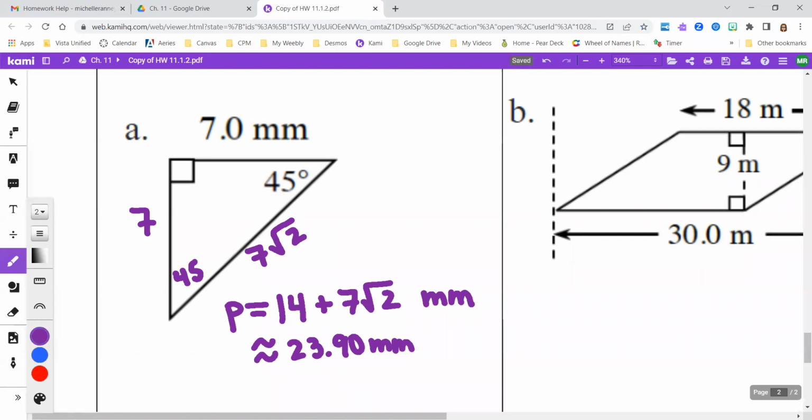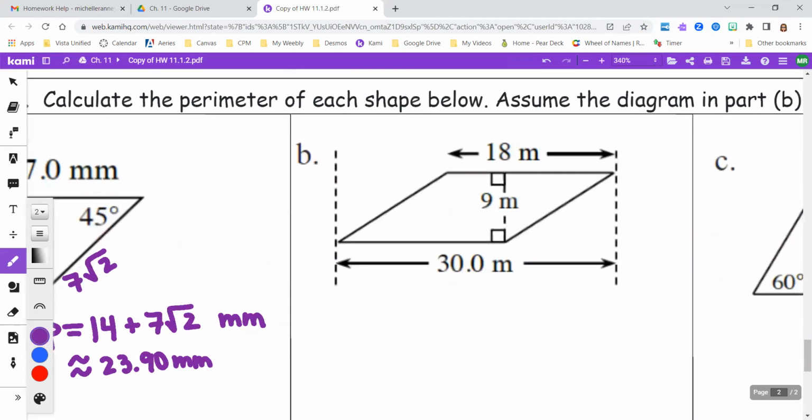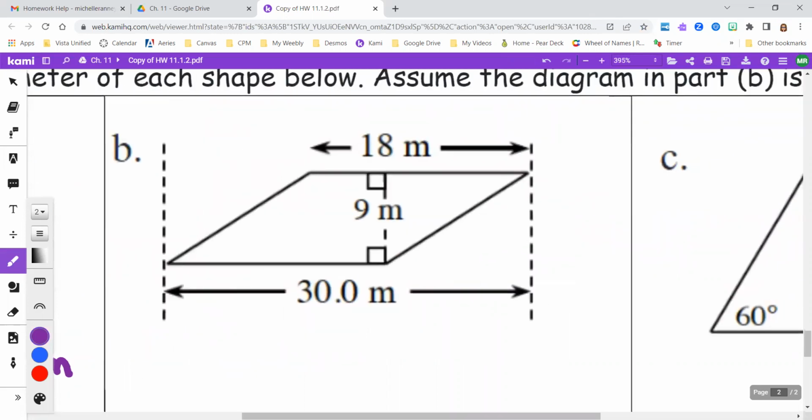On B, on this one, it did say that it is a parallelogram in the problem. So for this, I know that the distance from here to here is 18, which means the distance from here to here is 18. Now, since it's 30 going all the way across, that means from here to here is going to be 12. I know this distance here is 9 because it's the same as the height there. And so I have a right triangle here.